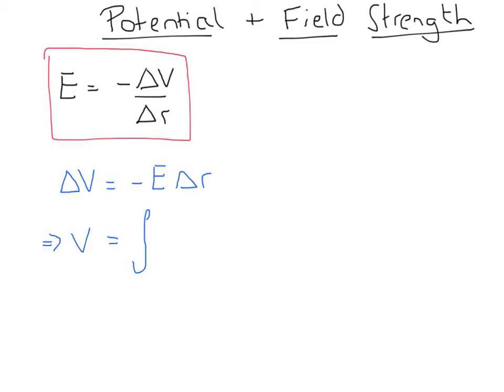Now if we remember, the potential is the work done from infinity to a set point. So it's going to be between infinity and R. And put the minus sign at the front, E delta R. Obviously we need to write E in terms of R, so that's going to be the integration between infinity and R of Gm over R squared delta R.